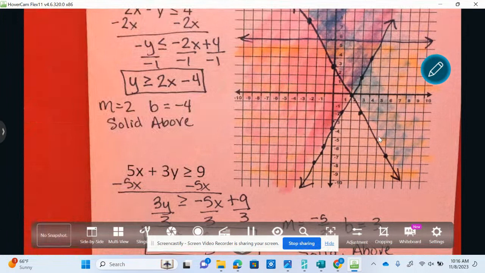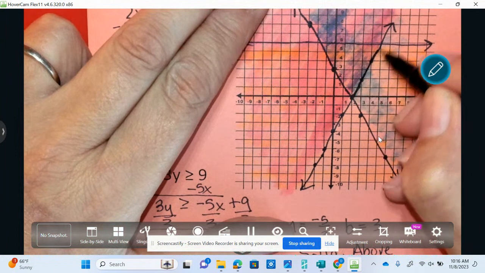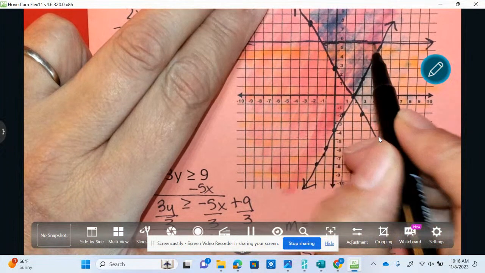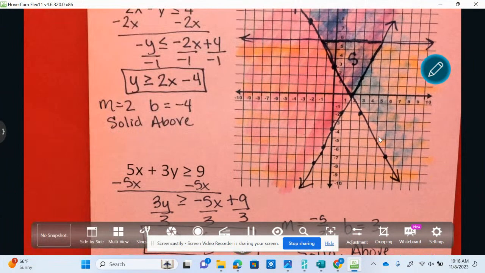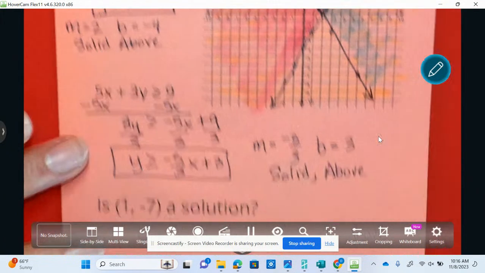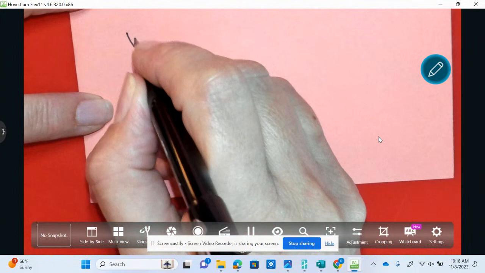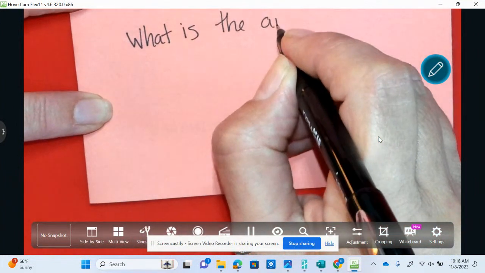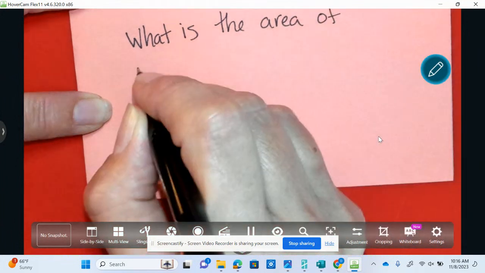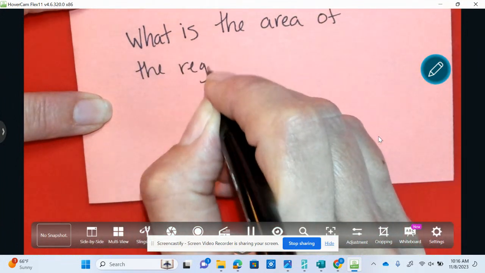So hopefully you can see that I have a region that has been transformed into a what? What does my solution area look like? What is this space? Yeah, it's a triangle. Good job. So a lot of times you will have a question that says, what is the area of the region?